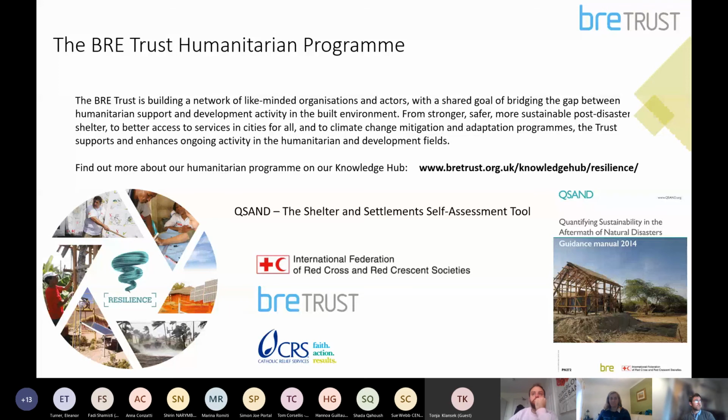And I guess it's worth mentioning a little bit more about our humanitarian program. Our humanitarian program is very much in development. We're looking to build a network of like-minded organisations and actors that have a shared goal of bridging the gap between humanitarian support and development action. So we're interested in things like stronger, safer, more sustainable post-disaster housing, better access to services, climate change mitigation and adaptation programs. And so we're looking to support and enhance ongoing activity in the humanitarian development fields. And this project is building on some of the work that we've done previously on that.